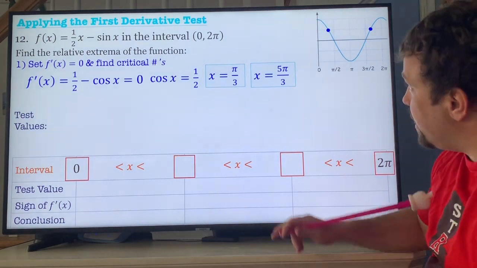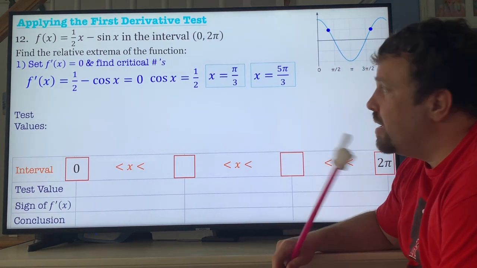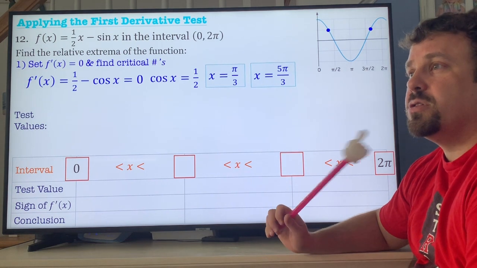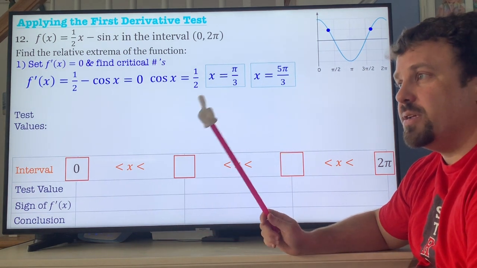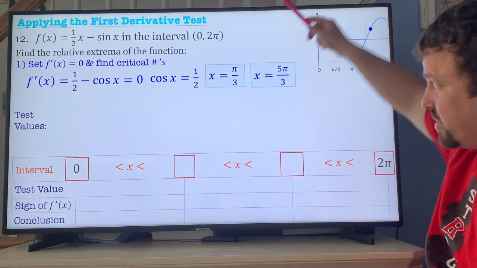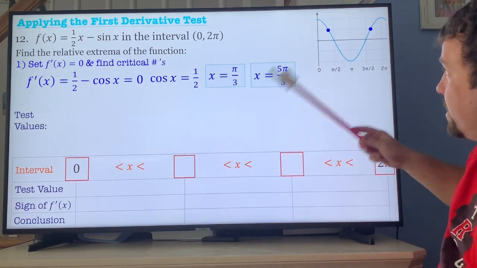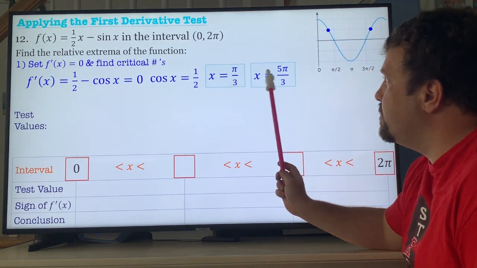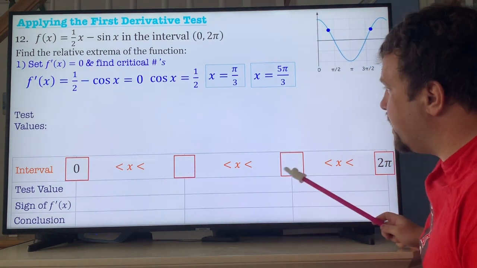Now, not everyone could do this in their head. You can use the unit circle, or in the back of your books there's a page that tells you all the different values cosine x equals. It lists the values and then tells you what x would be. Anyway, these are my 2 critical numbers, so they go in my 2 boxes.